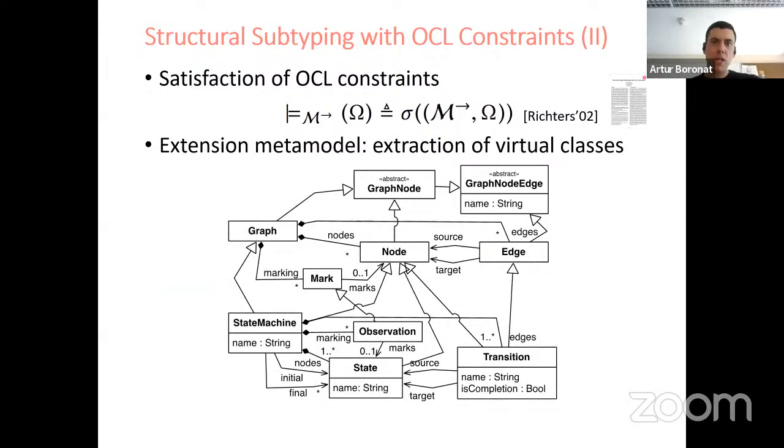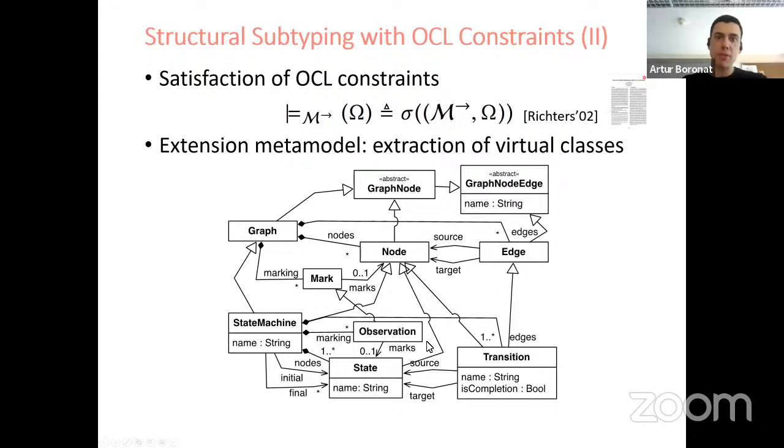In the second step, we apply the pull-up refactoring rule and extract virtual classes. A virtual class is a class that is not defined explicitly, and this is formed by the features that are common in two child classes. For example, on the slide here we have these two virtual classes that are extracted in order to refactor the name feature that is common to all these classes here.